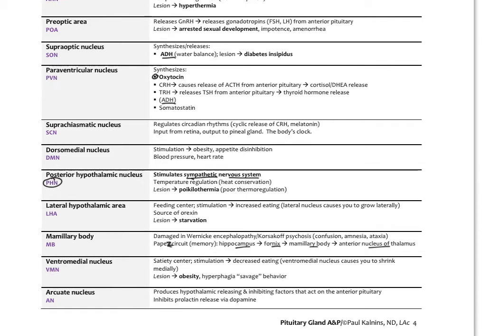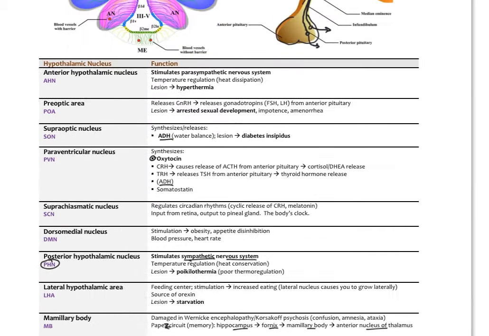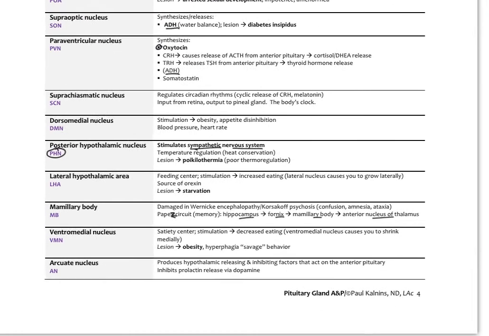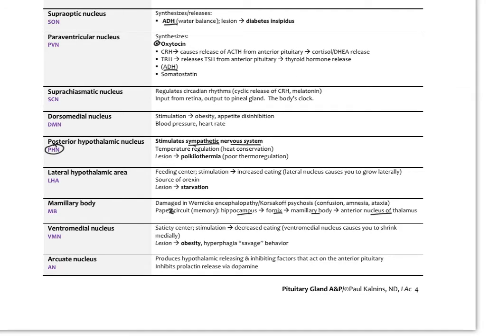thalamus. The ventral medial nucleus, that's here in the blue up above. Ventral medial nucleus is also involved in feeding, but this is actually our satiety center. So if you stimulate this area, it results in decreased eating. So we can think of the ventral medial nucleus causing you to shrink medially. Lesions here result in obesity, hyperphagia, and what we call savage behavior, basically eating anything that's in sight.